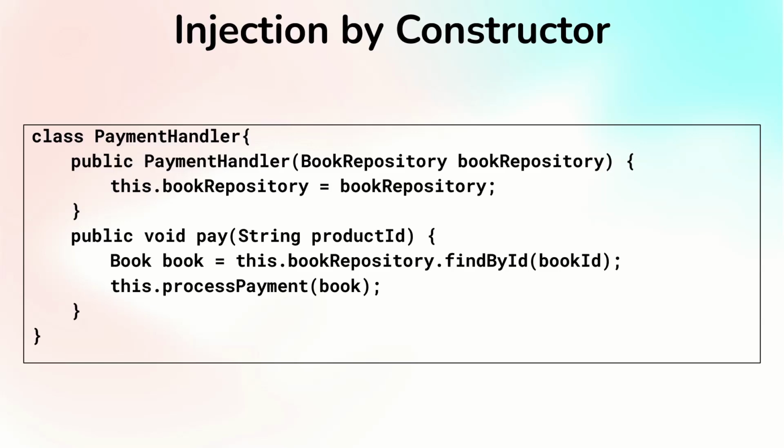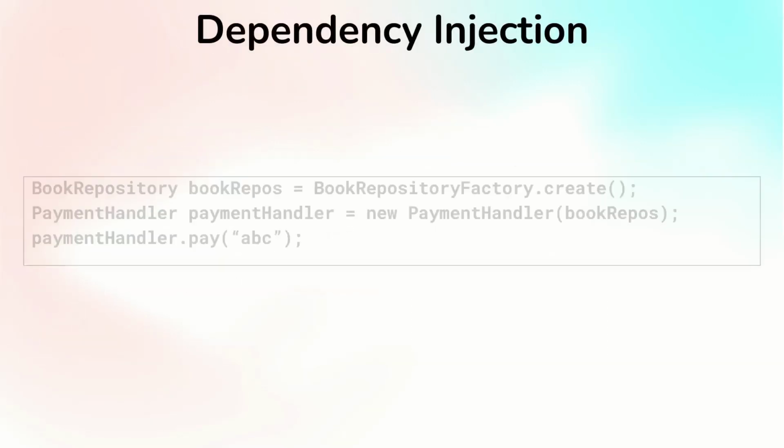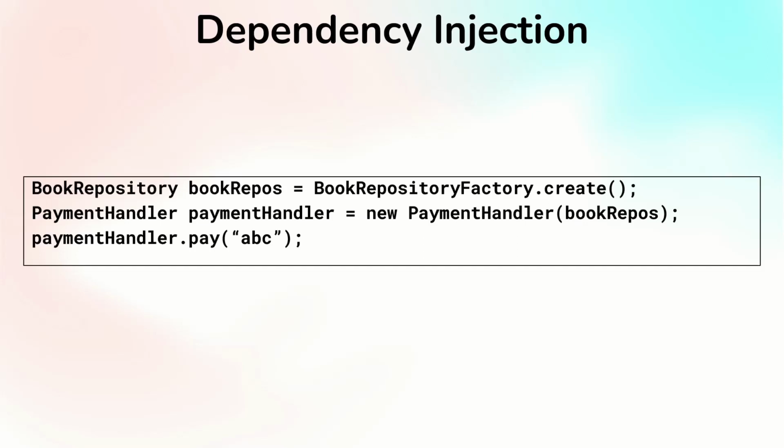In fact, our class now has a constructor that takes as a parameter an instance of a class that implements book repository. And now, book repository becomes a private attribute of this class. So we can call it in the pay method through this, and now the pay method is no longer responsible for creating the dependency in question. Now, it's up to the calling class to make the necessary instantiation.